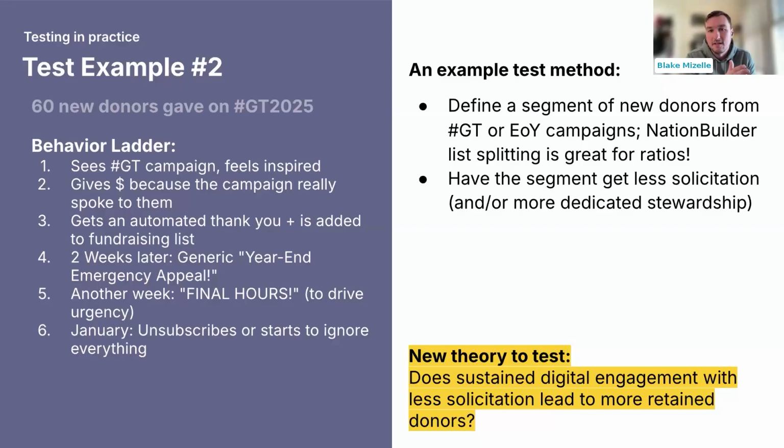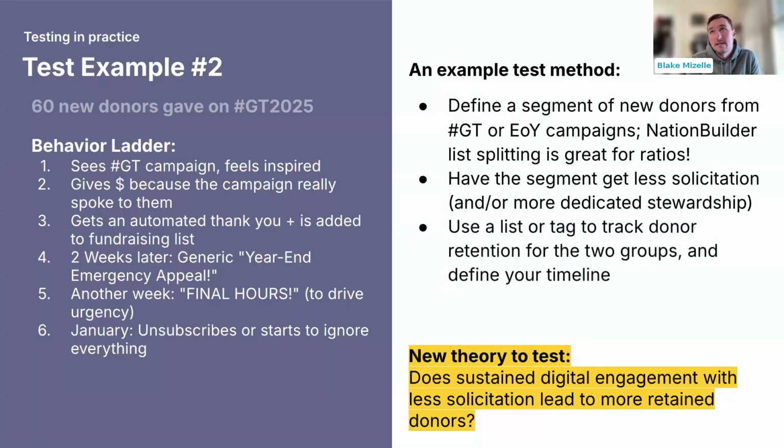If you don't want to treat these particular folks differently, a really simple test is to just suppress them, right? Make sure that whatever they're getting, maybe it's more of the regular content, your action alerts, but maybe they just don't get as many fundraising asks. That's a really good low bar way to observe if there's a difference happening here. And then use lists and tags, and you can track the donor retention for the two groups. And then don't forget to define your timeline there.